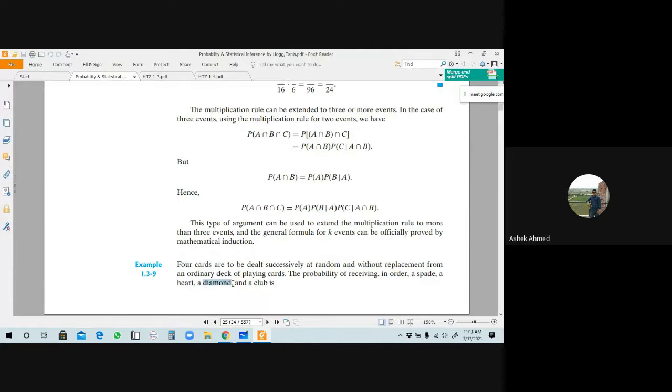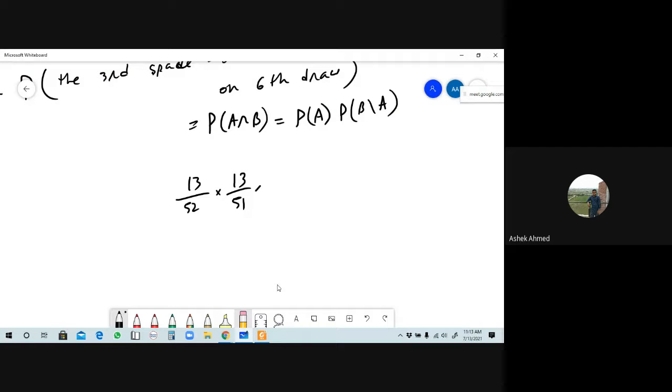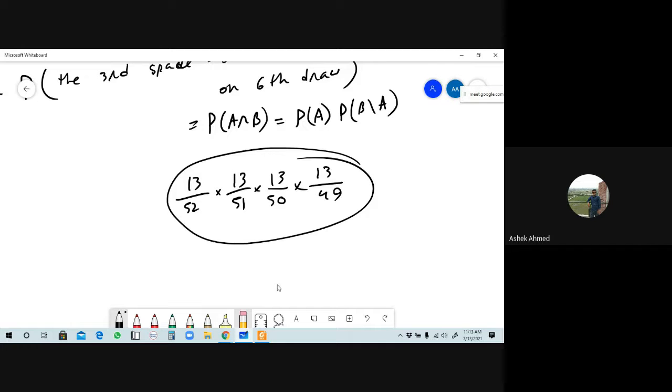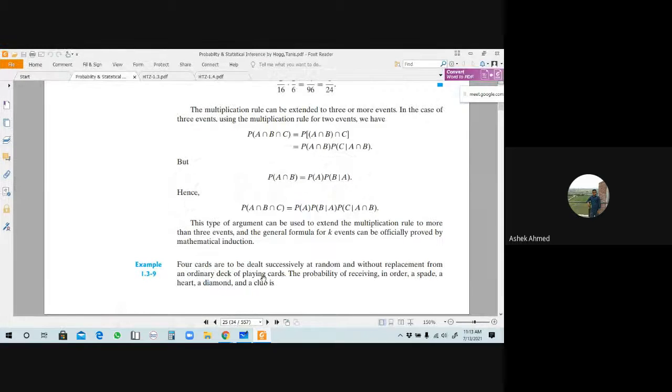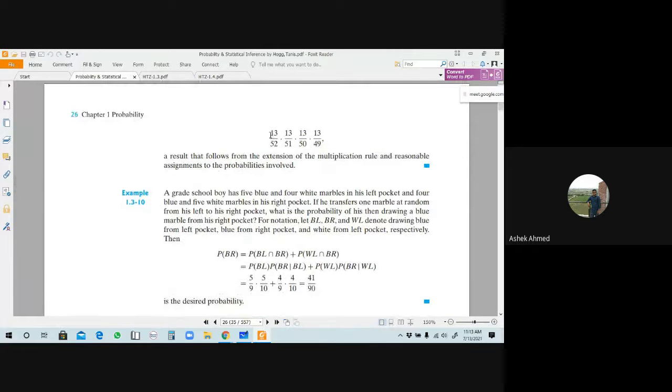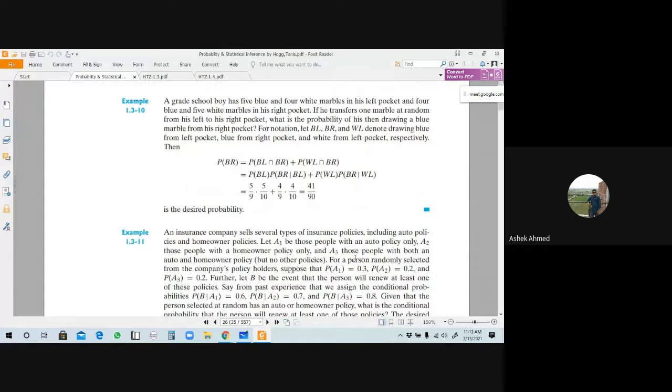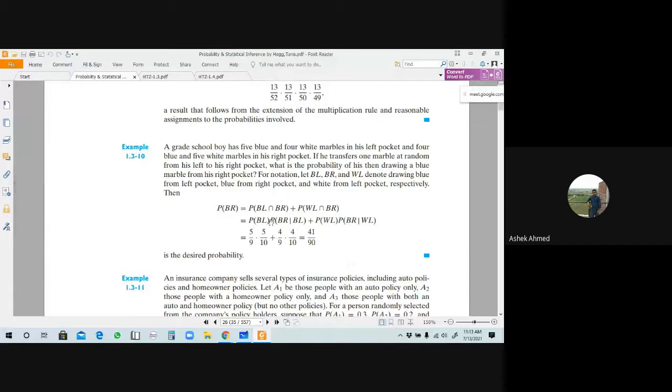This is for the total number of hearts in a pack of cards, there are 13 hearts. Next is for diamond, how many diamonds? There are 13 diamonds, again without replacement. So this will be 13 by 50. Next will be also a club, 13 by 49. Okay, this will be the result of this problem here. This has been discussed here. Now we will see the next example. This is a very important example here.